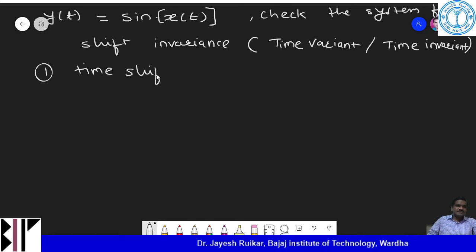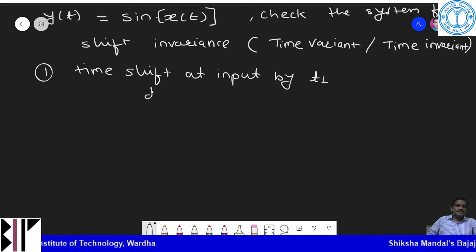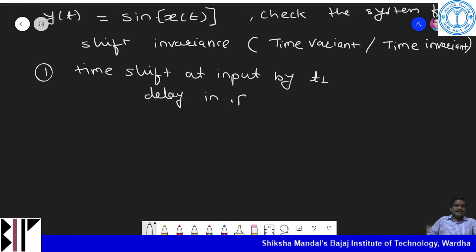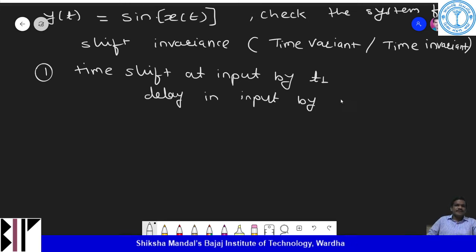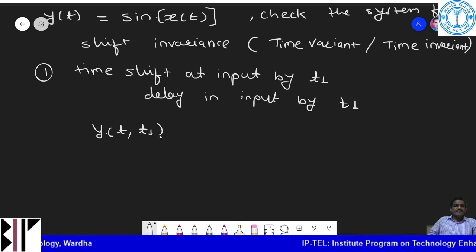Time shift at input by t1. This is also called delay in input by t1, and it can be represented as y of t comma t1.